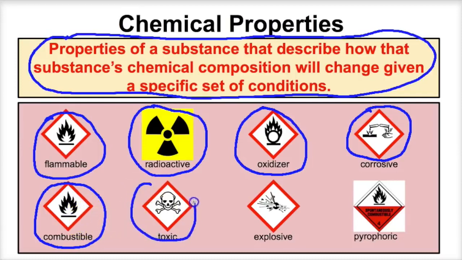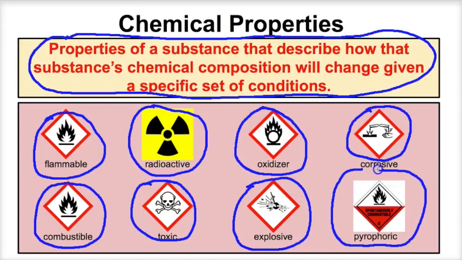If we said something is toxic, that too is a chemical property. If we said TNT is explosive, that too would be a chemical property of that substance. And last but not least, if we said that something is pyrophoric, that means that that substance has the ability to ignite when exposed to air. So that will be a chemical property as well. So chemical properties are properties of a substance that describe how that substance's chemical composition will change given a specific set of conditions. So let's take a look at a few examples and see if you can determine whether they are physical or chemical properties of matter.